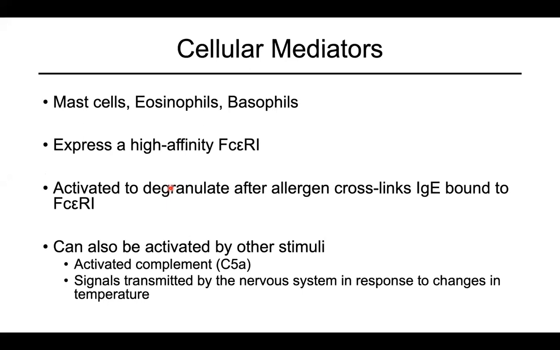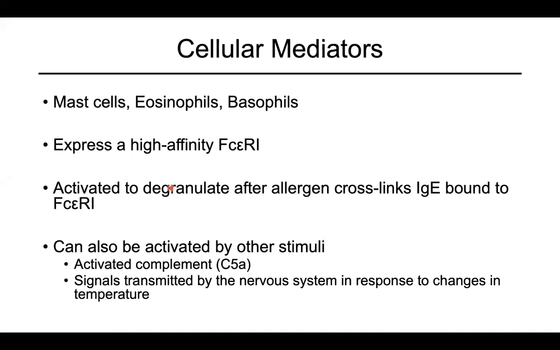Okay, the cellular mediators. If you remember your type 1 hypersensitivity reactions, the cells that contain the inflammatory mediators responsible for the allergic symptoms are your mast cells, your eosinophils, and your basophils. And these are the cells that express the high affinity Fc epsilon receptor 1. Actually, sorry, the epsilon receptor 2 is expressed majorly on B cells, not on your mast cells and basophils. Okay.